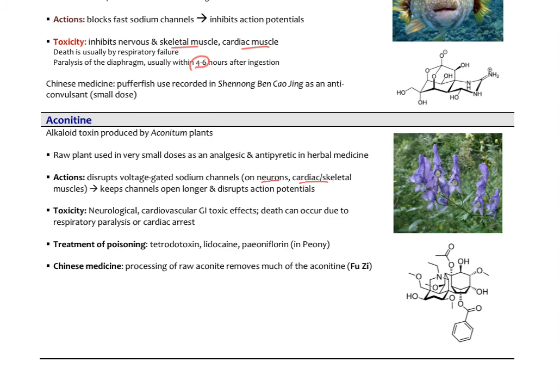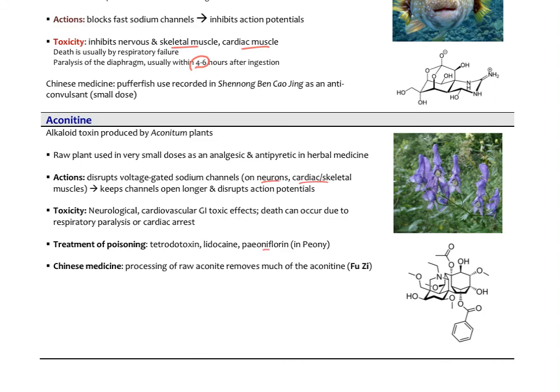So typically the toxicologic signs of this would be you ingest it, you feel numbness and tingling on the tongue. That's kind of the first sign that those sensory nerves are being affected, and then that might eventually result in paralysis of the diaphragm. The treatment of poisoning is actually to administer a little bit of tetrodotoxin or lidocaine or a compound in peony.